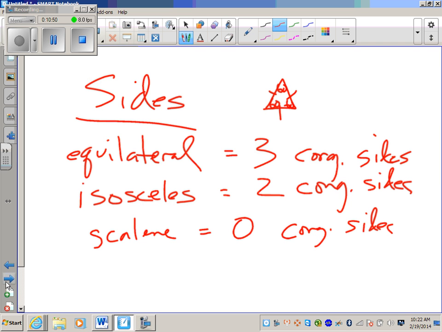Find the value of x for triangles with the given angle measurements. Try numbers 4 and 5 real quick.